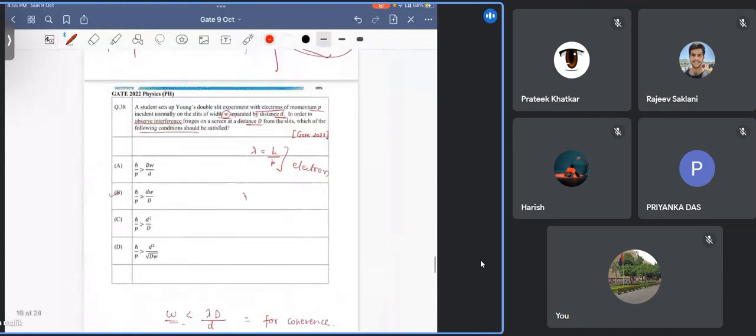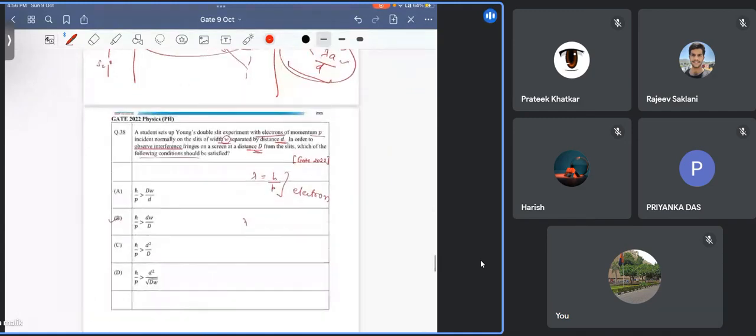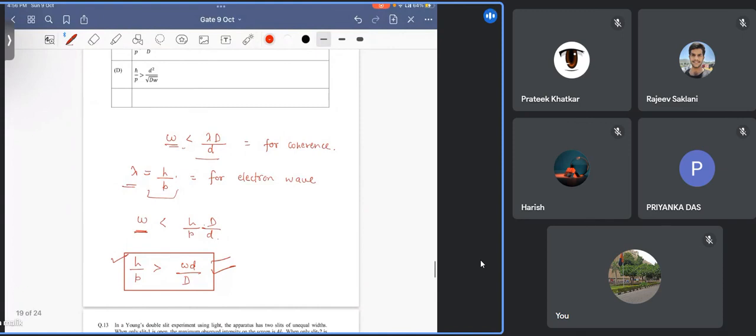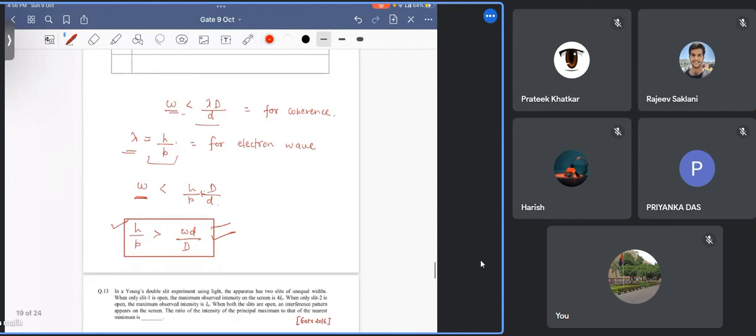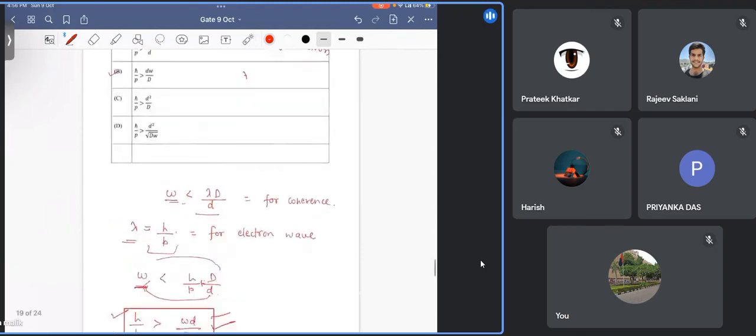So when you put the value of lambda as h upon p, and A is replaced by capital D, which is the distance of the screen from the slit, W is less than lambda D by small d. When I put the value of lambda here, W will become less than h upon p into capital D by small d. I just take this value small d and capital D here. So this will give you the option h upon p small d capital D by d. Are you able to get it? Yes, ma'am.